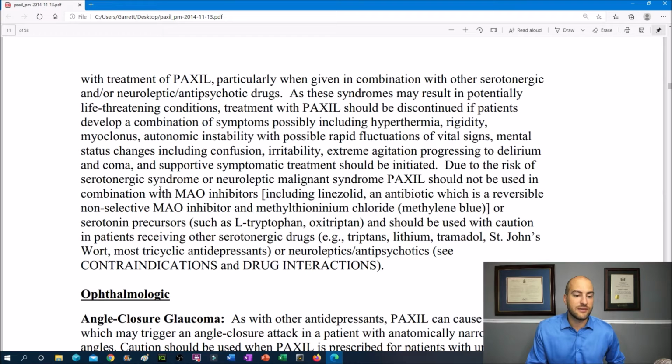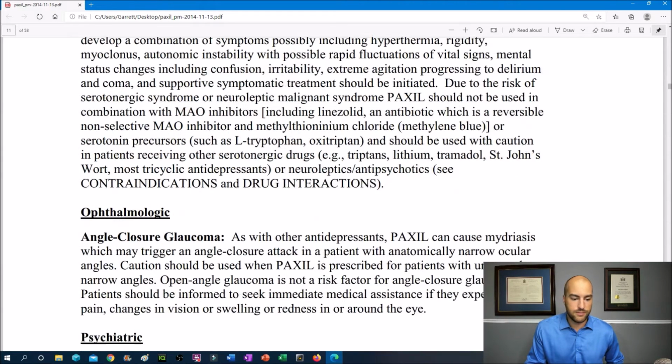Due to the risk of serotonin syndrome or neuroleptic malignant syndrome, Paxil should not be used in combination with monoamine oxidase inhibitors. So we mentioned that above, in the drug interactions, that they shouldn't be used within 2 weeks of one another. So this is explaining why. Yeah, so that's pretty much the main point there.